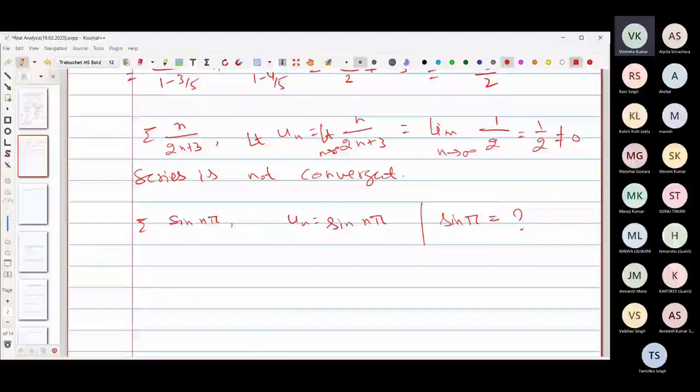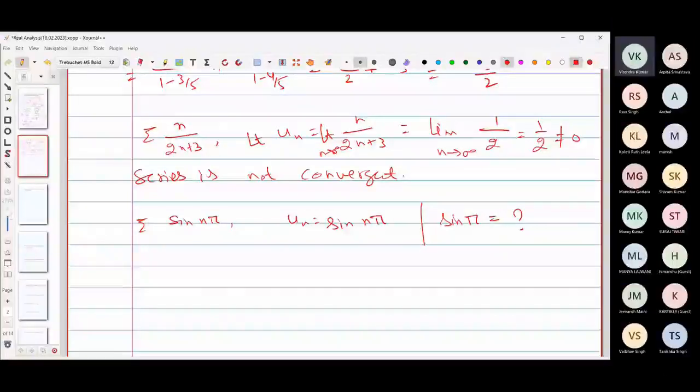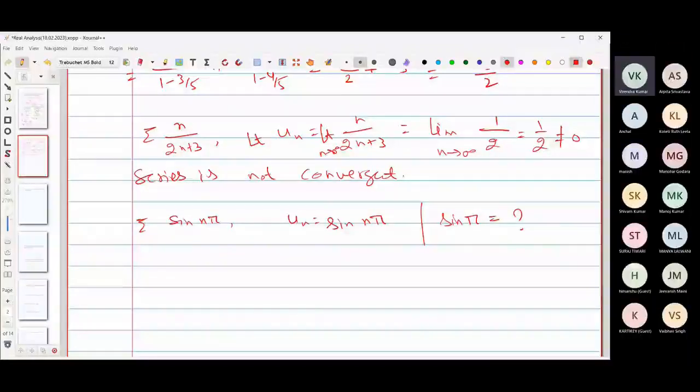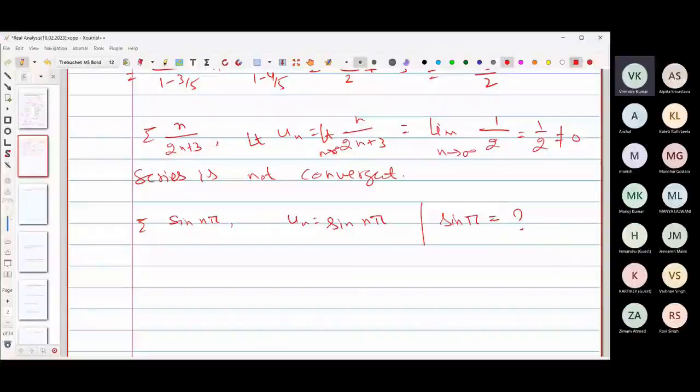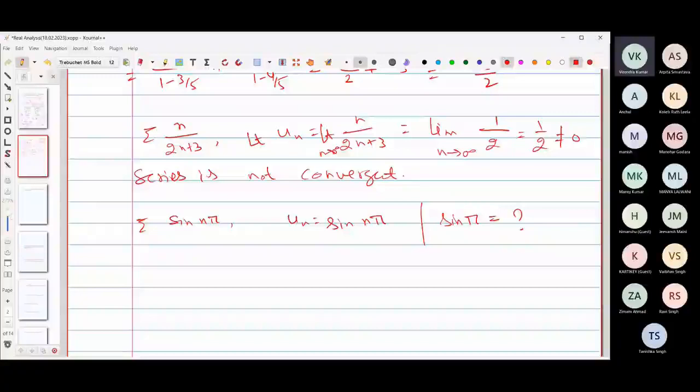This m-tail I have already defined and we have discussed it in plenty, so I'm leaving it. This also we have discussed: altering or deleting a finite number of terms in an infinite series doesn't affect the convergence of the series. And this you can relate from here.